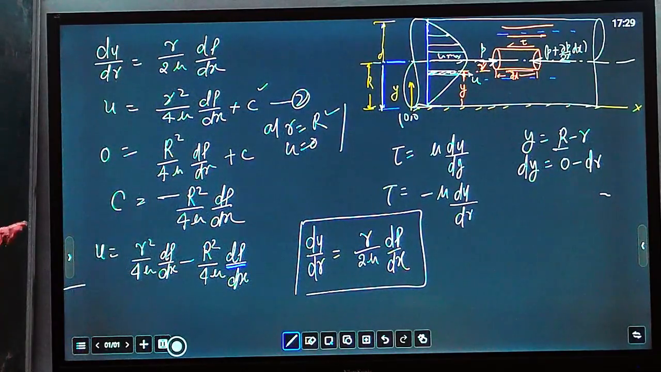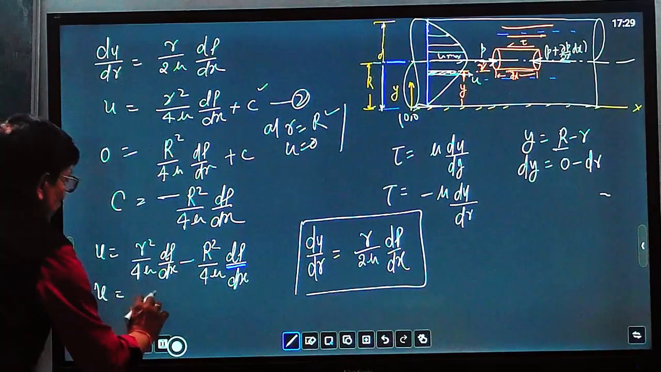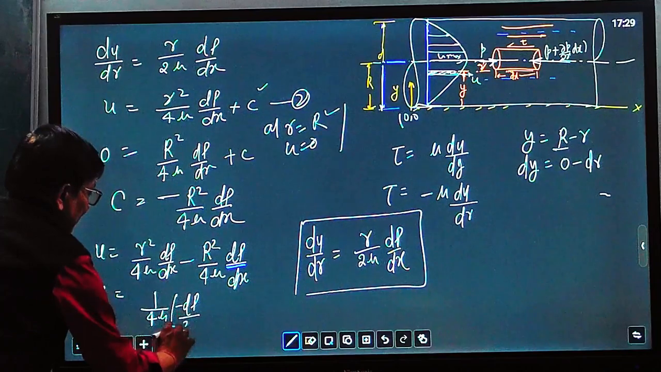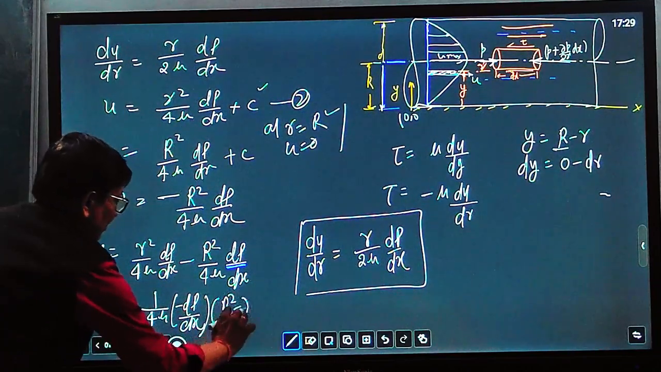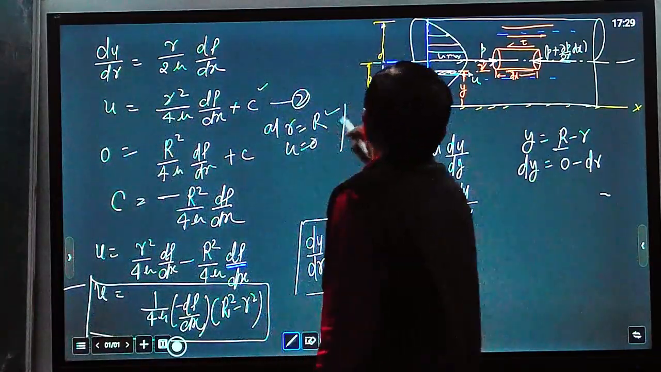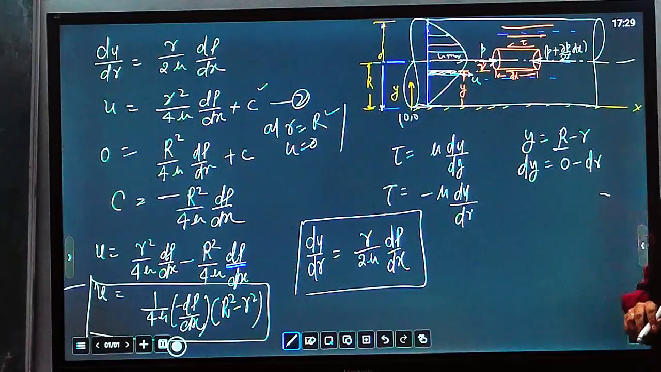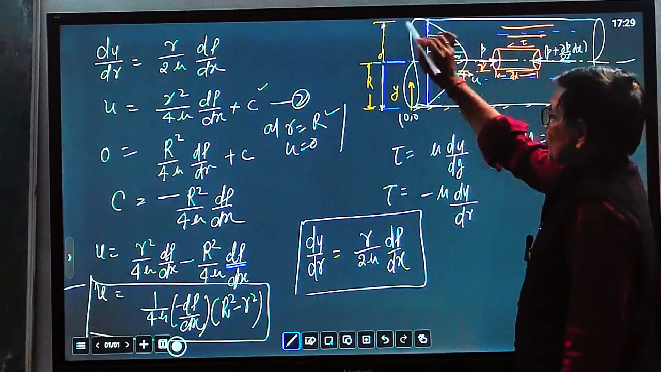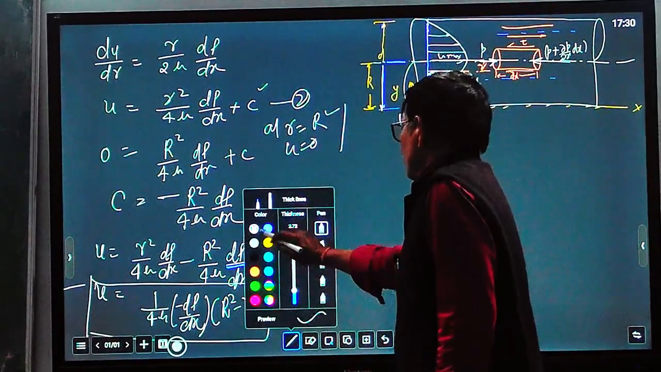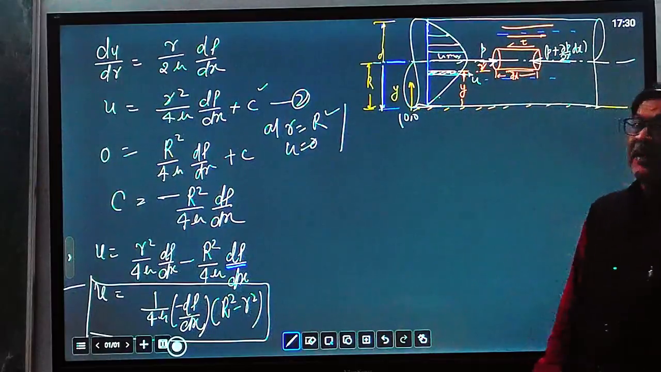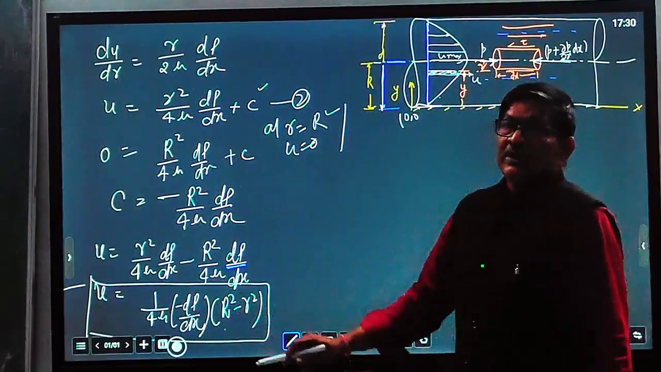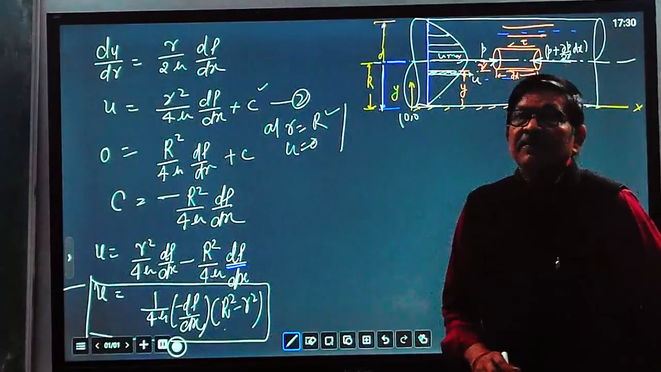Taking some common, u equal to 1 upon 4 mu, common minus dp by dx, in R square minus small r square. This is a general equation of velocity at any point in the pipe. At any point you get velocity by using this equation. Now we get the condition of maximum, because you know that this is a parabolic equation at this coordinate.